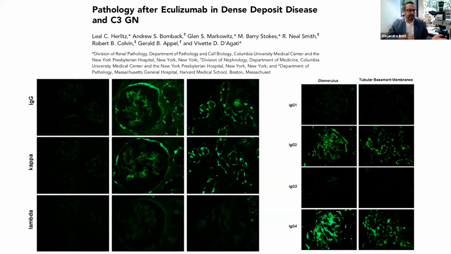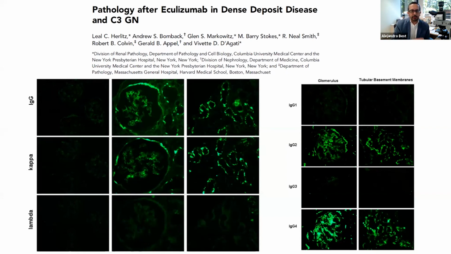What is this? Did the patient suddenly develop a monoclonal immunoglobulin? Unlikely. What we're seeing is the eculizumab in the tissue. I think this is really cool and really fascinating. Eculizumab is a hybrid immunoglobulin that has parts of IgG2 and parts of IgG4 kappa, and that's exactly what we see. We see an IgG2 and IgG4 kappa restricted staining, and we see it in the same pattern that we see the C3.